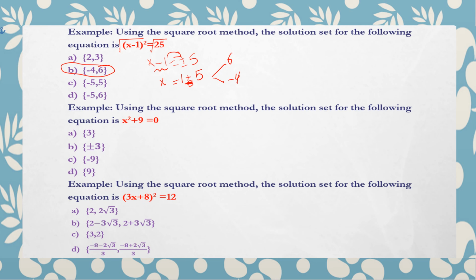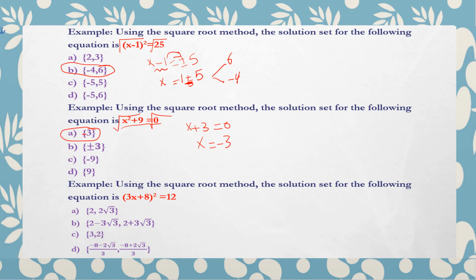Another example is to find the solution set for this equation by taking the square root for both sides. We get x plus 3 equals 0. Then x equals minus 3. There is a mistake here in the choices, and choice A should be minus 3, not 3. So the correct answer is A.